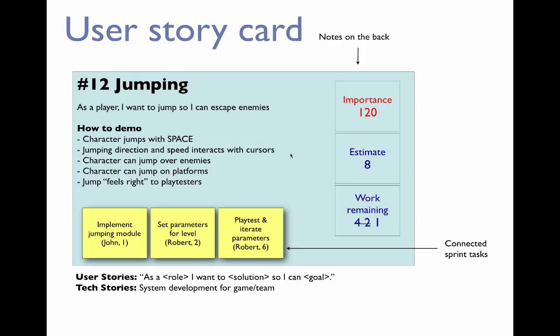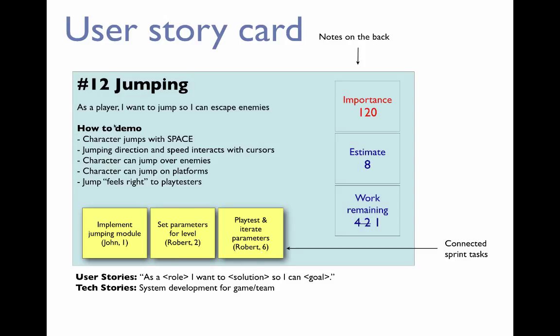What else is then here? You see there are these little post-its here: implement jumping module, set parameters for level, playtest iterate parameters. These are basically the tasks in the sprint backlog that are connected to the story. Right? Sometimes in the analog world, these are actually stickies you put on top of this card. Again, in digital, you can do that differently. You see it says the task, it says who's going to do the task, and an estimated number of hours for that task.